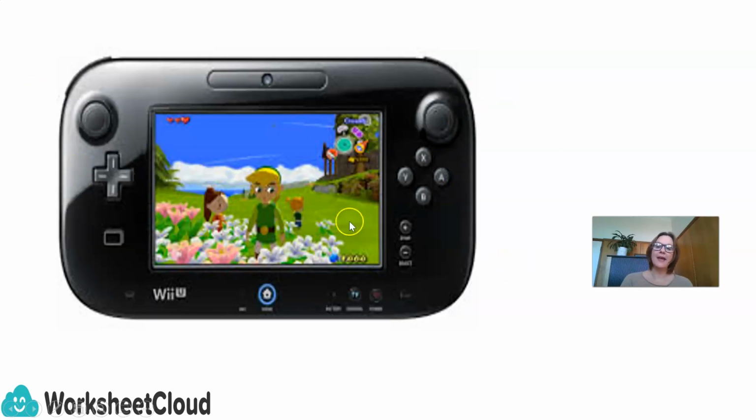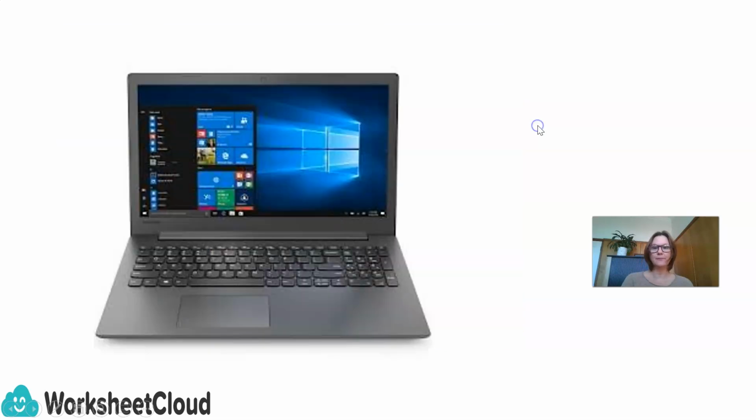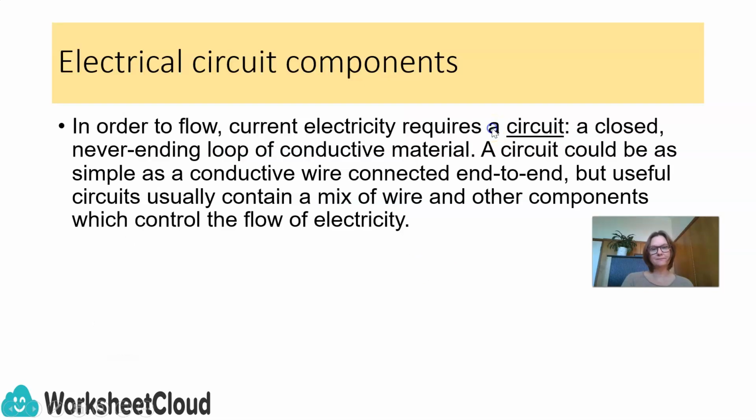Over here we have a little game, a little Wii game. What would it use? Do we plug it into our wall sockets? No, it has batteries. So the source of energy here would be batteries. Microwave, we plug into a wall socket, so it comes from mains electricity. And over here is our computer, and yes, we plug it into the wall socket, so the battery inside the computer is charged from mains electricity.